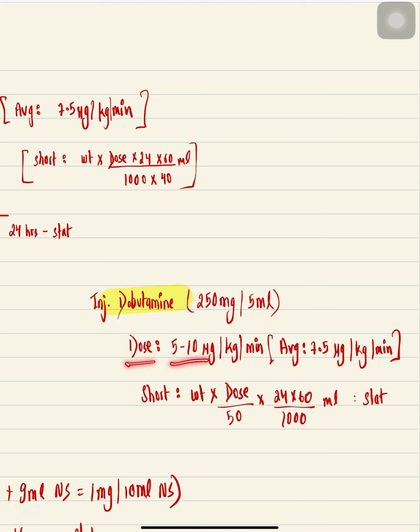Dose is 5 to 10 microgram per kg per minute. Average we take 7.5 microgram as in dopamine. The shortcut formula is almost the same: weight into dose, 24 into 60, 50, 100 stacked.